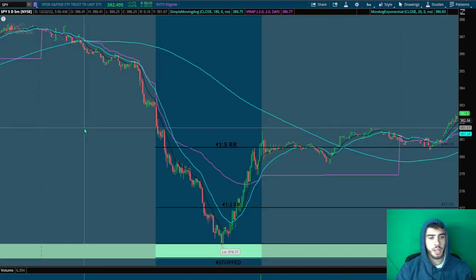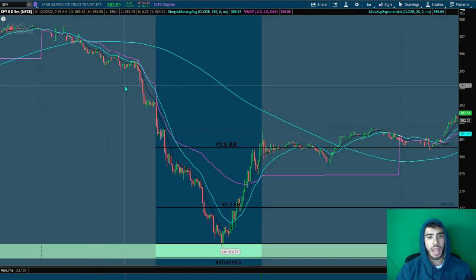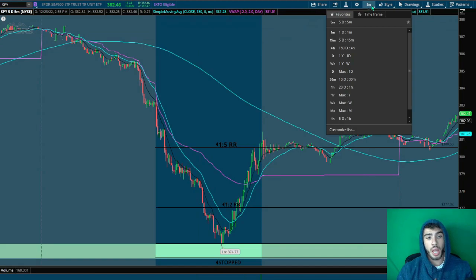Okay, here we have the SPY chart, and as you can see, I already went down basically step by step and broke down this trade. However, I'm going to show you exactly how I found it and exactly what I did to be able to execute this trade. So first, we have to go to the higher time frames.